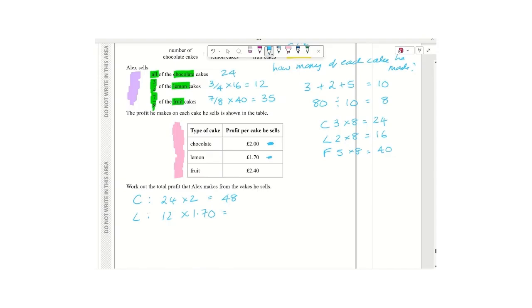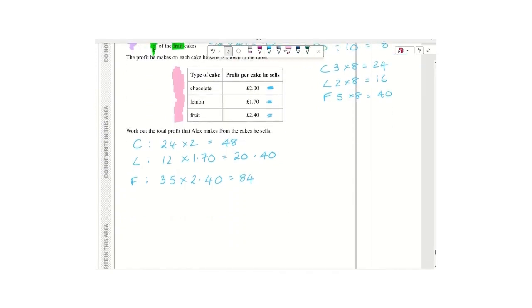So if we do 12 times £1.70, we get £20.40. And then for the fruit cakes, we know he sold 35 of them, and the fruit cakes have a profit of £2.40. So if we do 35 times £2.40, we get £84. So gosh, he made a lot of profit on the fruit cakes, although he did sell most of those.